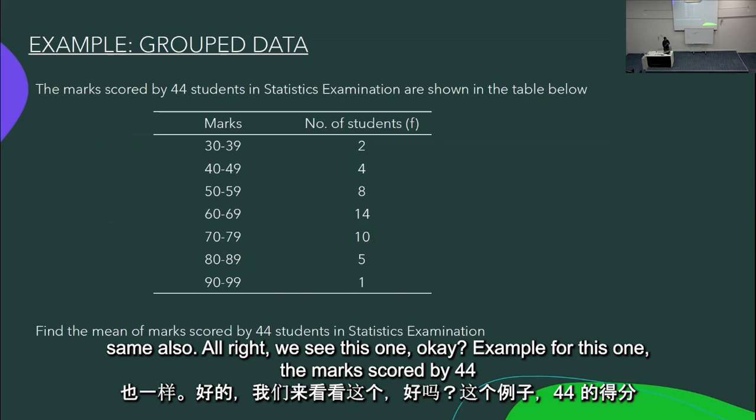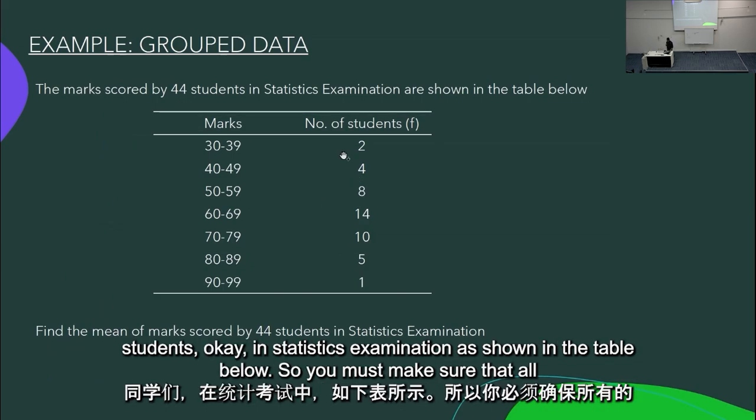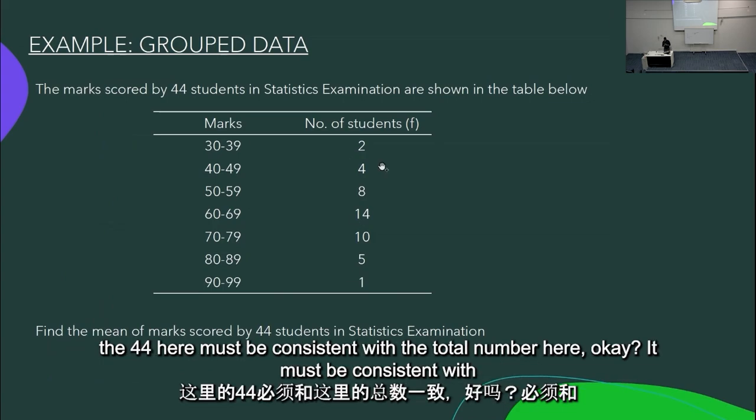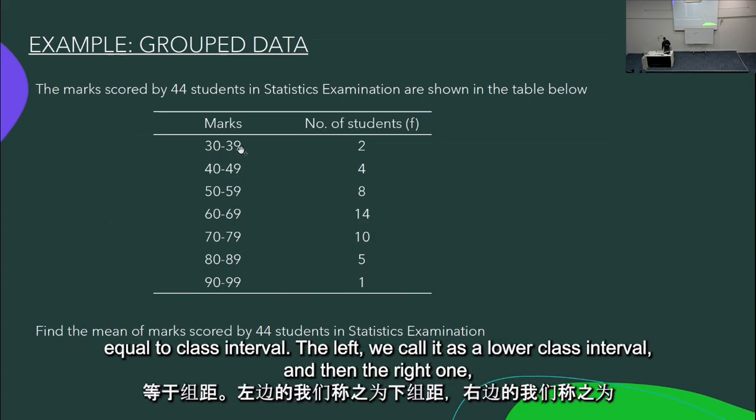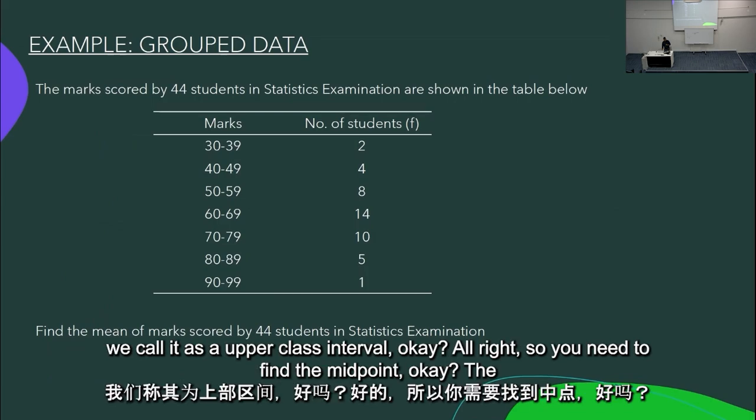Example for this one, the marks scored by 44 students in a statistics examination are shown in the table below. You must make sure that the 44 here is consistent with the total number of students here. And then the marks here is a class interval. The left we call the lower class interval, and the right one we call the upper class interval.